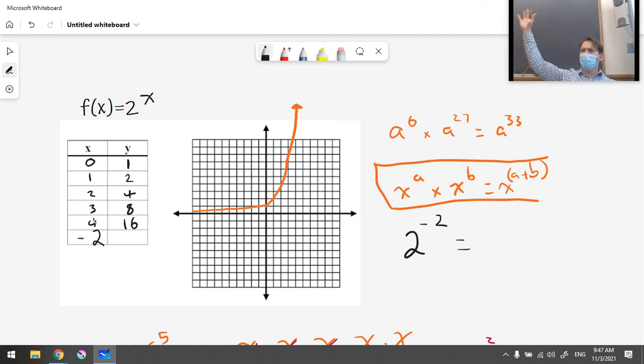Hands up, who's still a little confused? How do I do 2 to the negative 2, rather than just cranking it on my calculator? People a little confused, or am I talking about something that everyone gets? No? Okay, let's take a look at it.